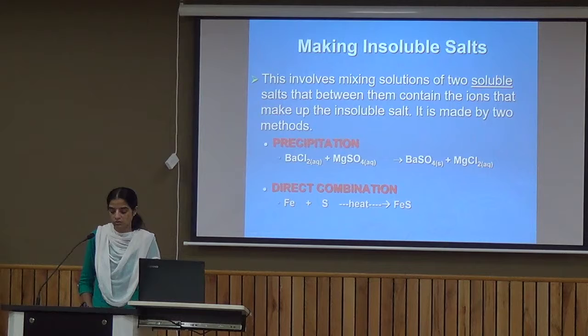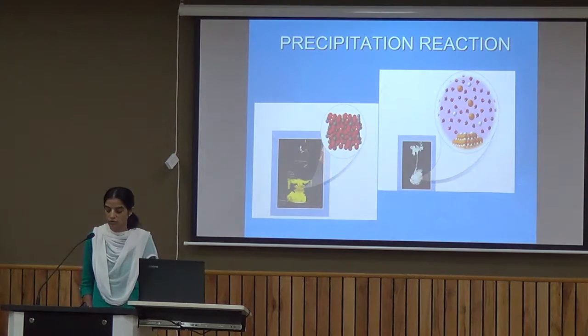Next is direct combination, where iron reacts with sulfur. Two elements react with each other, like metal iron reacting with non-metal sulfur to form iron sulfide, and iron sulfide here is an insoluble salt. Next, they have shown us how a precipitation reaction takes place. You are seeing in the first image the yellow precipitate appearing in the solution, and similarly in the second case the white precipitate appearing in the solution, and they have shown how the particles combine with each other when the new substance is formed.